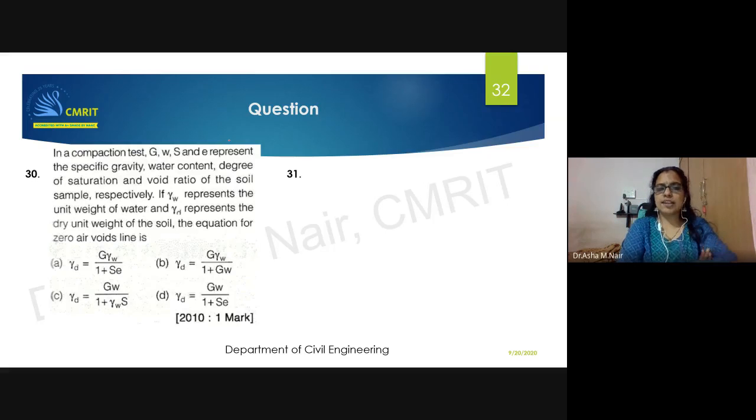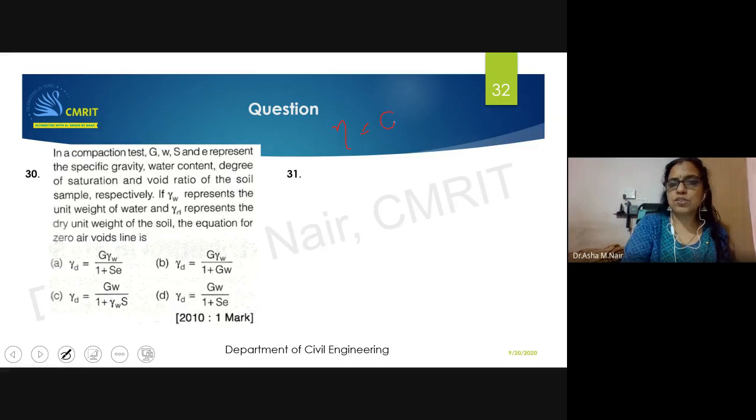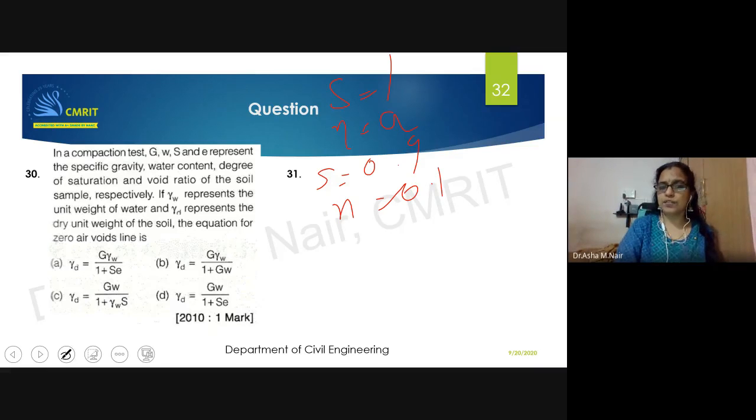Please note that for zero air void line, Na is equal to 0, or otherwise S is equal to 1. But we can have many lines parallel to a zero air void line, or with respect to a saturation line, in such a way that the graph that corresponds to S is equal to 0.9 and Na is equal to 0.1 will be different. What is the expression that we generally have?